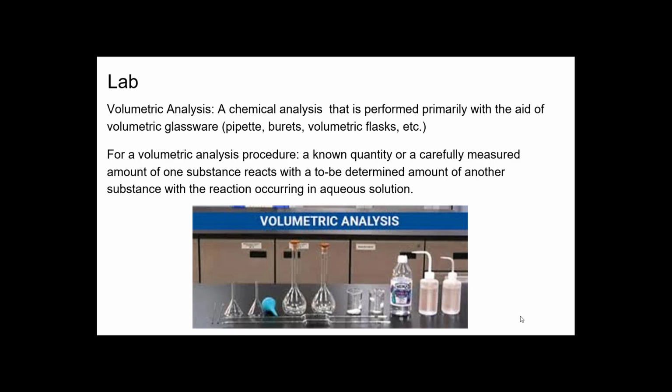Volumetric analysis is a chemical analysis that is performed primarily with the aid of volumetric glassware. Procedure: a known or carefully measured amount of one substance reacts with a to-be-determined amount of another substance, with the reaction occurring in aqueous solution. What this means is that with the titration, we are using specific volumetric glassware that removes a lot of inaccuracies with normal glassware that we would use, graduated cylinder and so forth. We use pipettes, we use a burette.